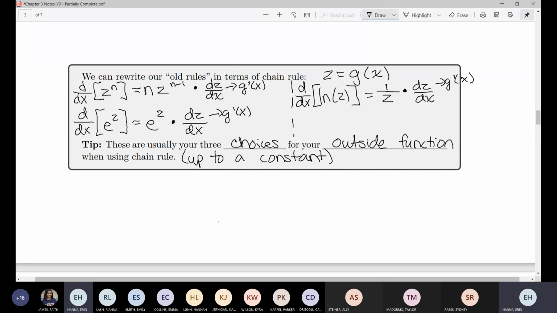I'll wait a couple seconds for y'all to get that down really quick. Yes, Sydney, exactly. The z here is essentially representing the inside function for that chain rule.